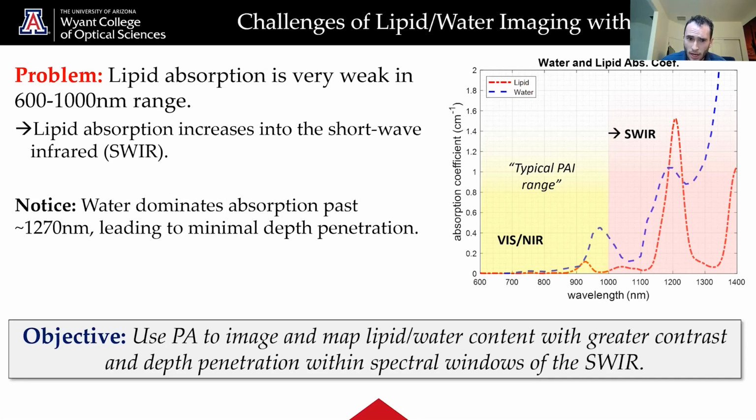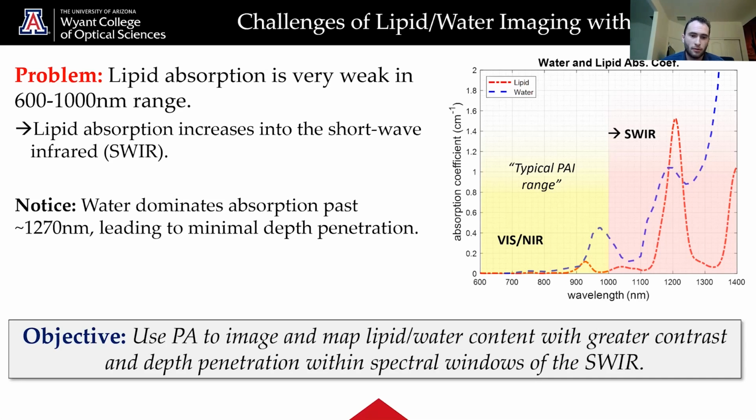Now, keep in mind, and you can see on the graph here, water dominates absorption past, let's say, around 1270 nanometers. So what this means is, as we go past around 1270 nanometers, water is going to be the dominant absorber of photoacoustic signal in tissue, and that is going to inherently limit our depth penetration. You can't see it on this graph, but if we go past 1400 nanometers up to 2000, the water absorption is incredibly strong, and this is going to limit our depth penetration.